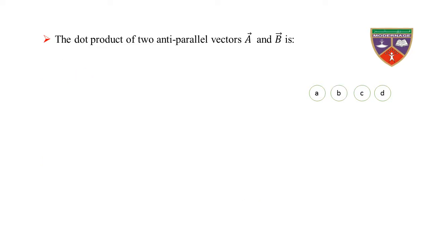The dot product of two anti-parallel vectors A and B is option A 0, B AB, C minus AB, D 0 vector or null vector. The key is minus AB. Therefore, the correct option is C.